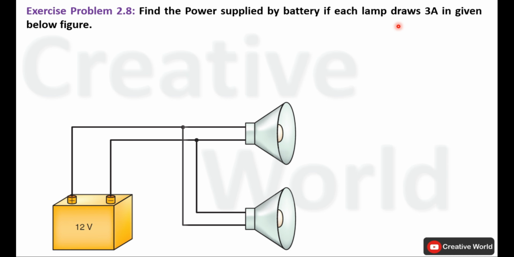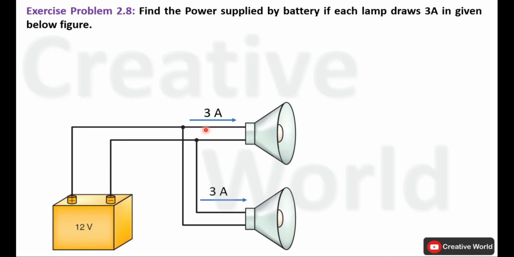Find the power supplied by the battery if each lamp draws 3 ampere in the given figure. In this figure, two lamps are connected across a 12 volt battery and both are connected in parallel. Each lamp draws 3 ampere current. So we have to calculate the accumulative power supplied by the battery.